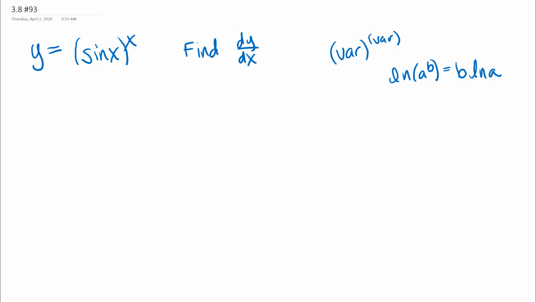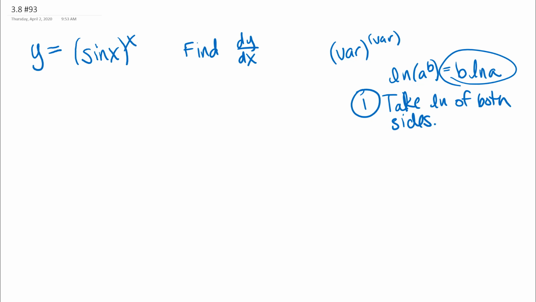Okay, so when you use logarithmic differentiation, there are two main steps. First is take the logarithm of both sides. The idea there is that you use that property of logarithms to rewrite it so that the side that has a variable to a variable power no longer has that power. And then you're going to use implicit differentiation to find the derivative.